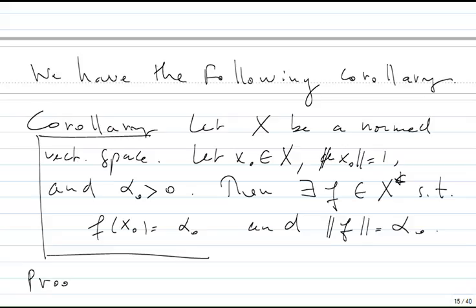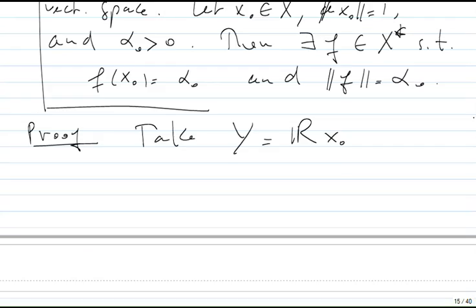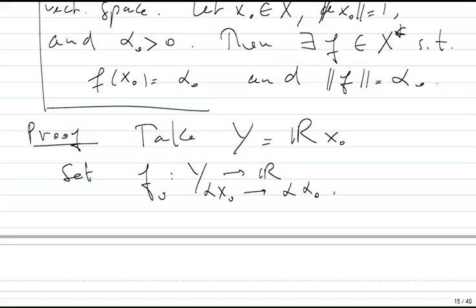It's a very, very simple proof. Take Y equal R times x0, and define f0 from Y into R such that f0 of alpha x0 gives you alpha 0. You can easily show that this is a linear functional and that the norm of f0 is equal to alpha 0, and then you can extend this and you get what you want. So Hahn-Banach will allow us to prove this.